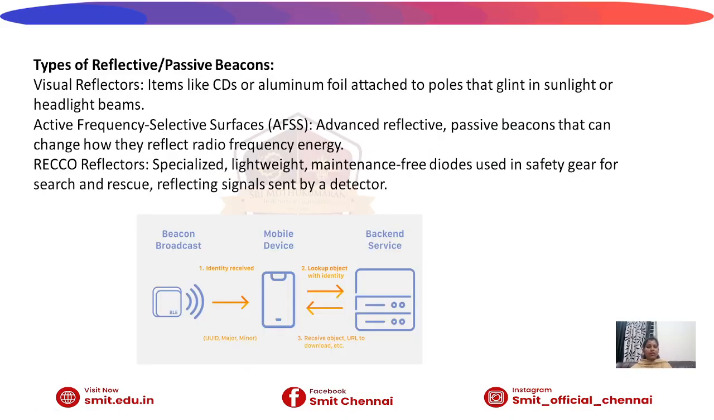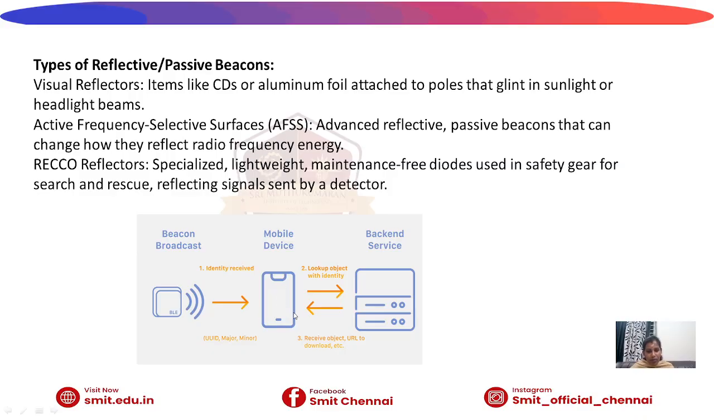So the types of reflective or passive beacons are visual reflectors, active frequency selective surfaces, and Rocco reflectors. So these are the types of reflective passive beacons.